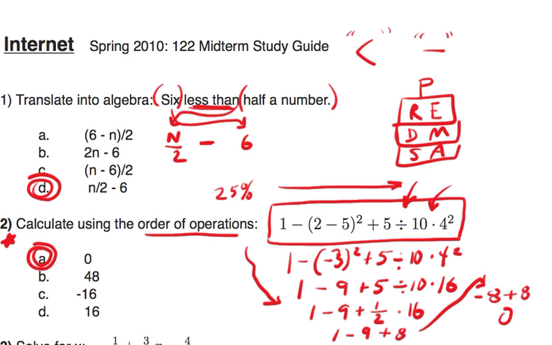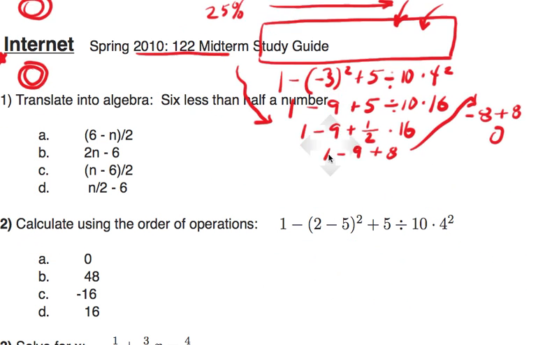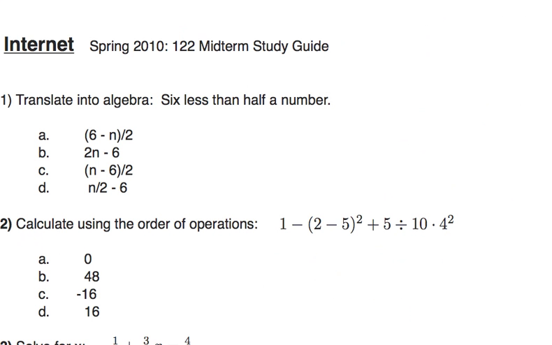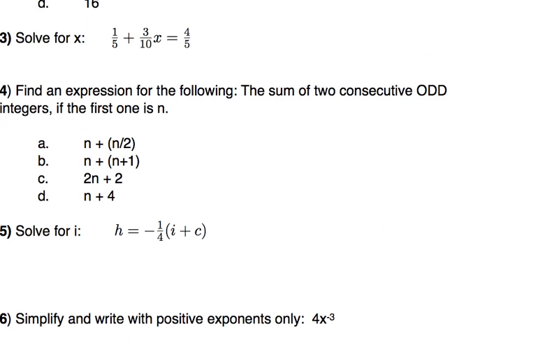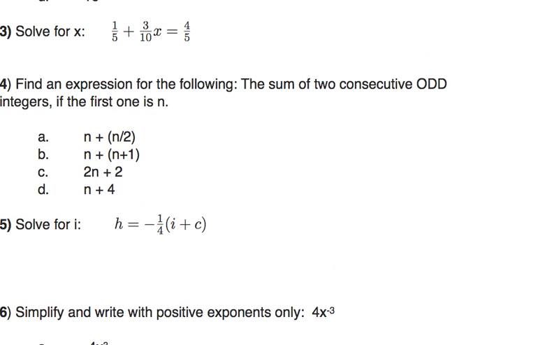All right, now let's get on to the third one here. And I've got to scroll a bit. Solve for x. And this is a single unknown, one equation and one unknown, and it has fractions, and that's what makes it tough.